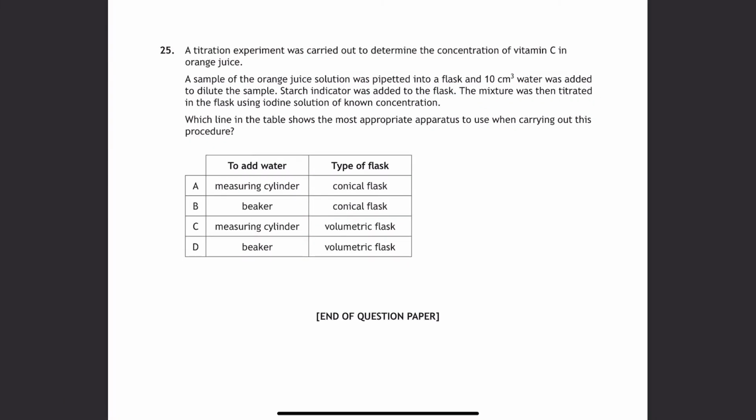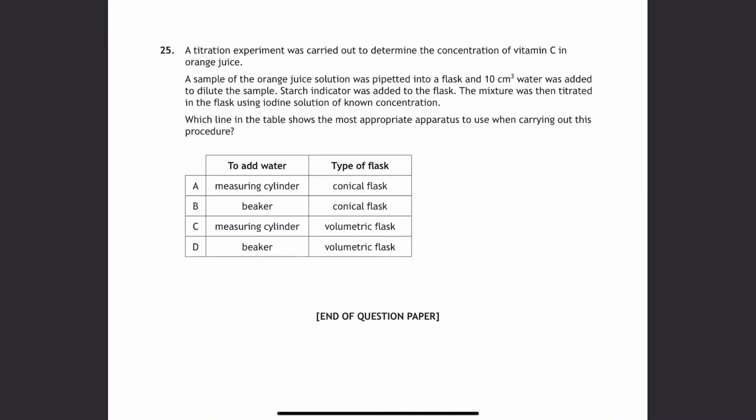So last one, a titration experiment was carried out to determine the concentration of vitamin C in orange juice. A sample of orange juice solution was pipetted into a flask and 10 centimetres cubed water was added to dilute the sample. Starch indicator was added to the flask. The mixture was then titrated in the flask using iodine solution of known concentration. Which line in the table shows the most appropriate apparatus to use when carrying out this procedure?